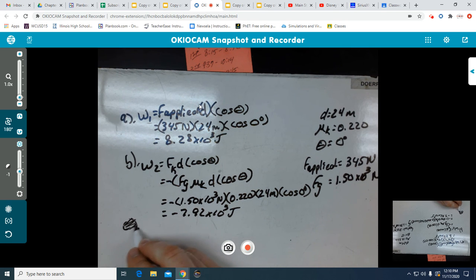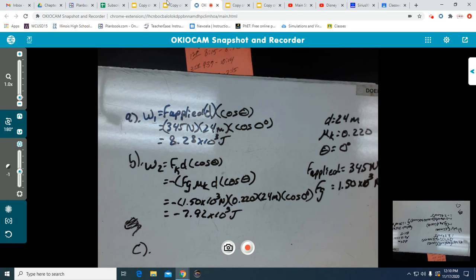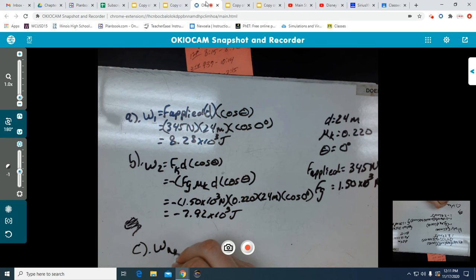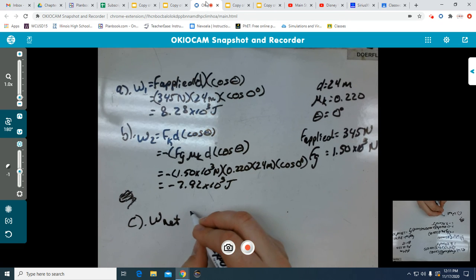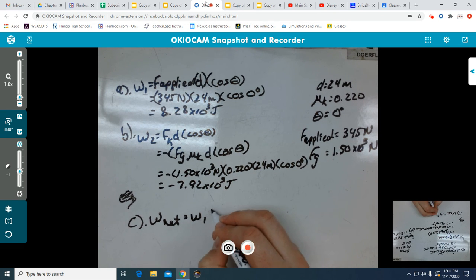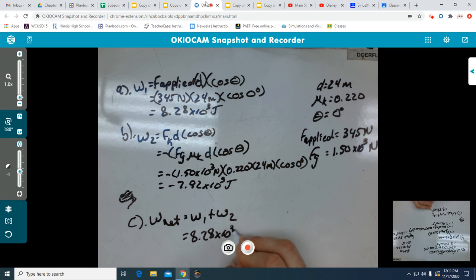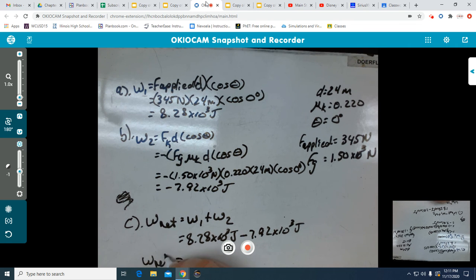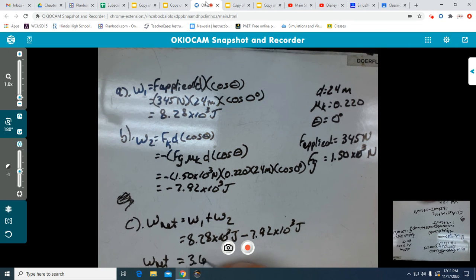And last but not least, for part C, we have to figure out what is the net work done on the crate. So our net work, W net, is equal to W1 plus W2, or 8.28 times 10 to the third joules minus 7.92 times 10 to the third joules. And so we get a net work of 3.6 times 10 to the second joules.